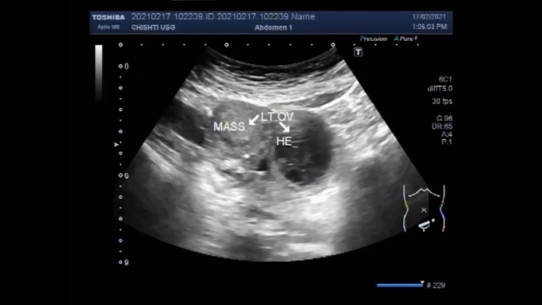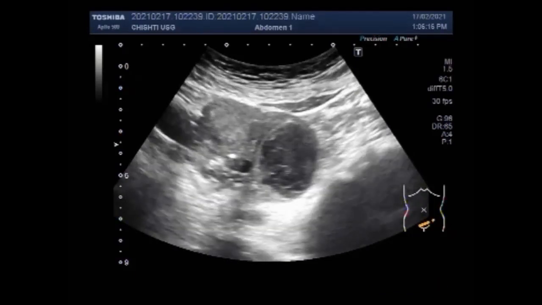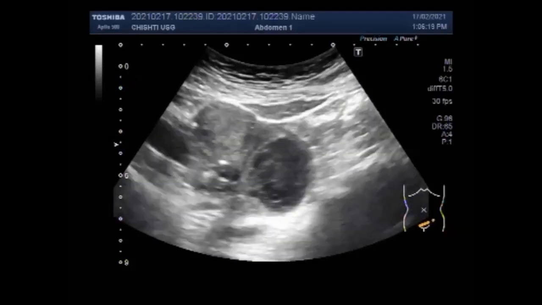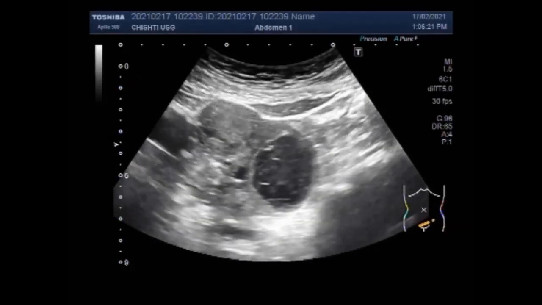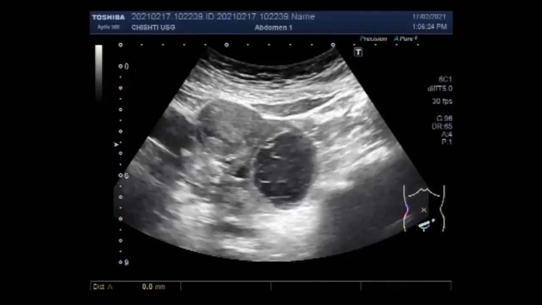Now this is the hemorrhagic ovarian cyst. You can see a significant amount of thick sludge, turbid fluid due to the bleeding in the cyst. The mass and cyst both are round to oval in shape. The cyst has a significant amount of turbid fluid in its interior, while the mass has no fluid. It is semi-solid to solid in consistency.